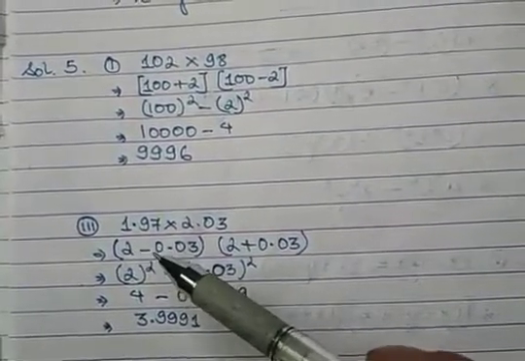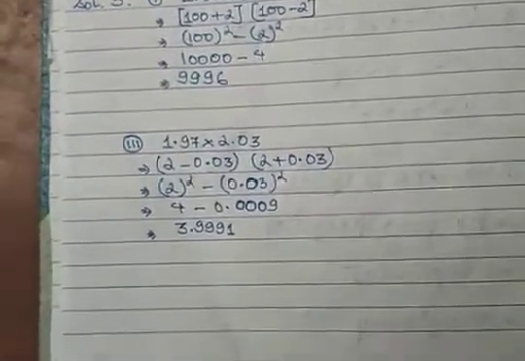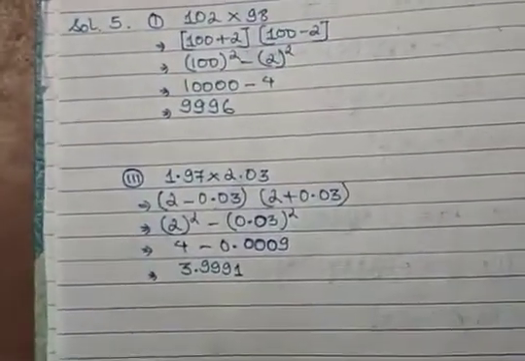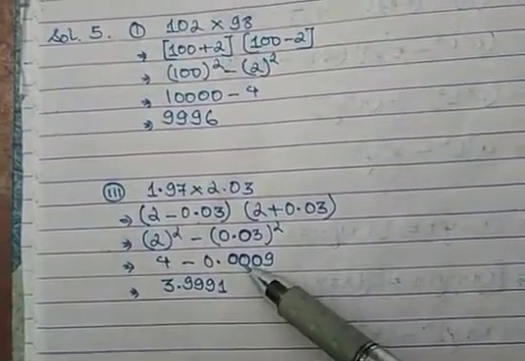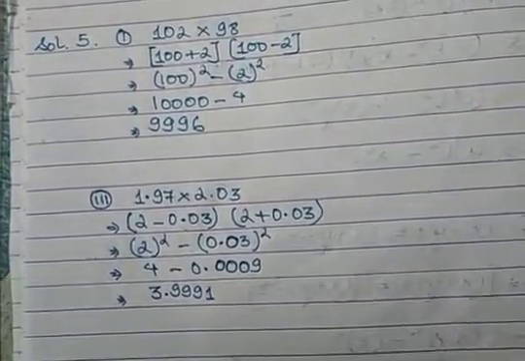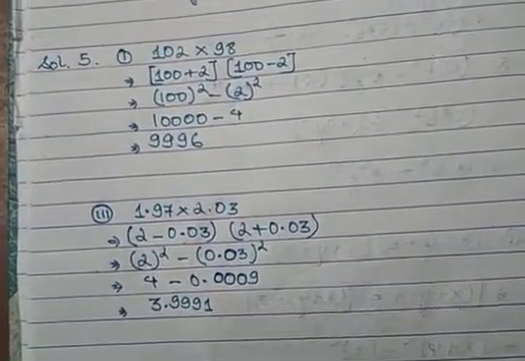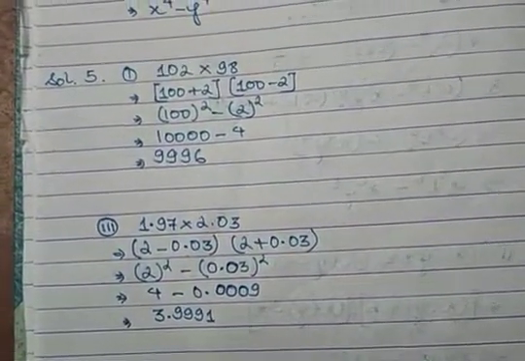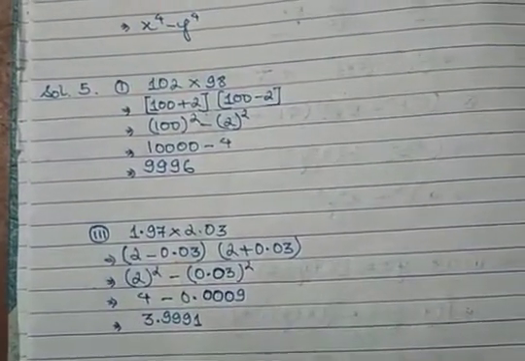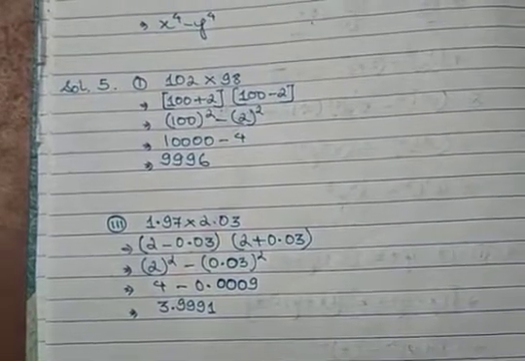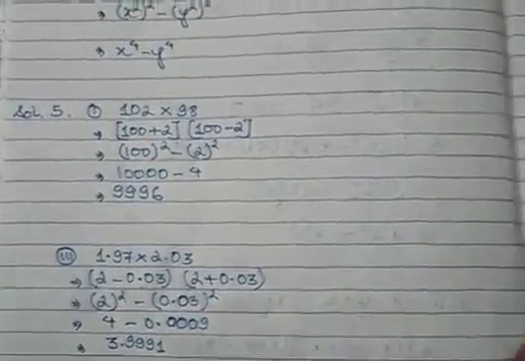So see, a minus b, a plus b, the first terms and the second terms are same. So we know the expansion a square minus b square. So that is why 2 square is 4 minus 0.03 square, which is 0.0009. So now when you subtract it, you will get 3.9991. I hope you kids have understood. If the decimal terms are a bit complicated for you, then please practice a few more sums. It will be easier for you after you practice the sums.